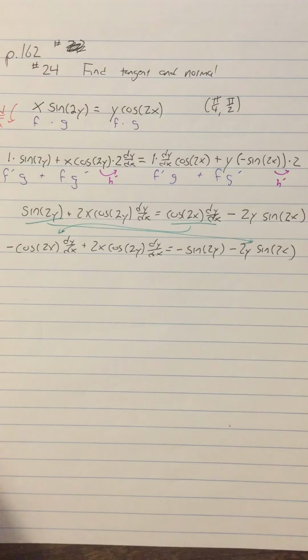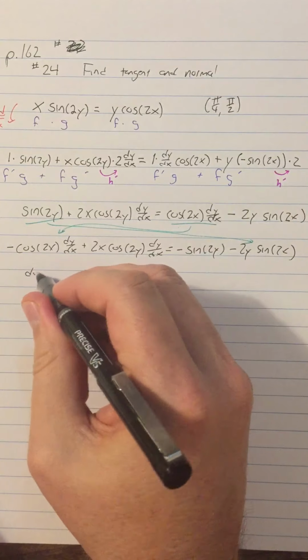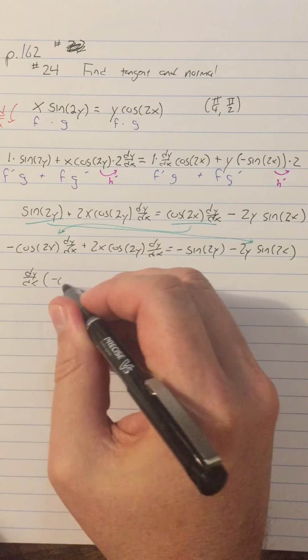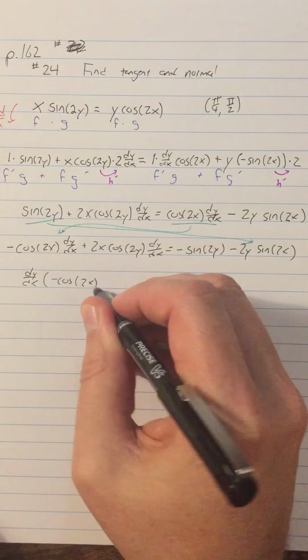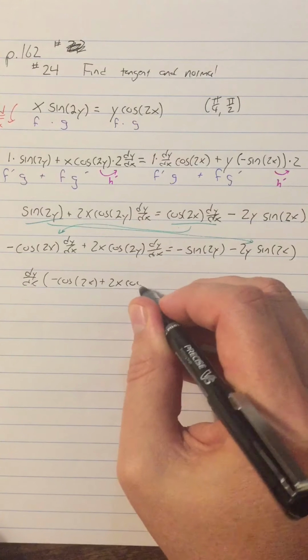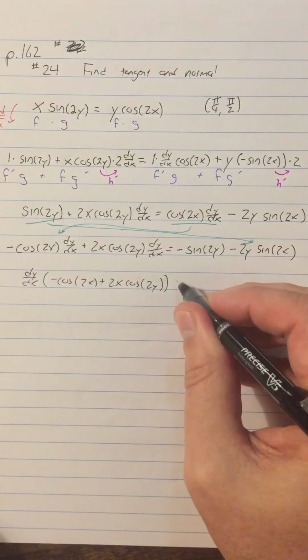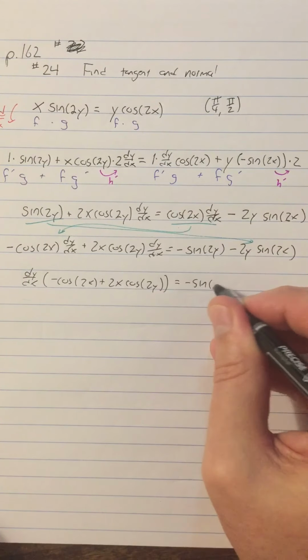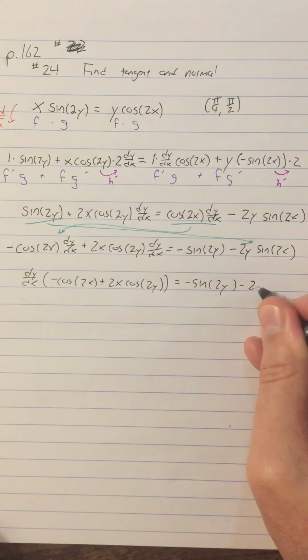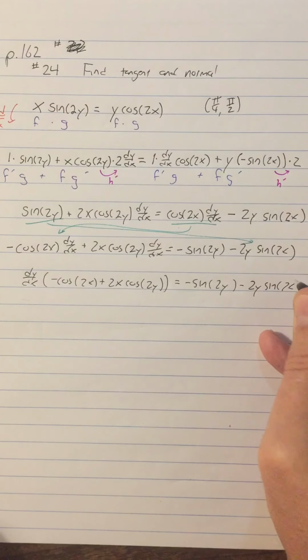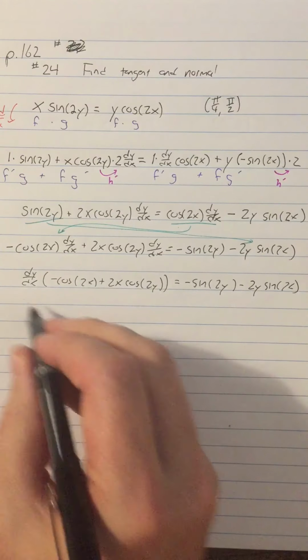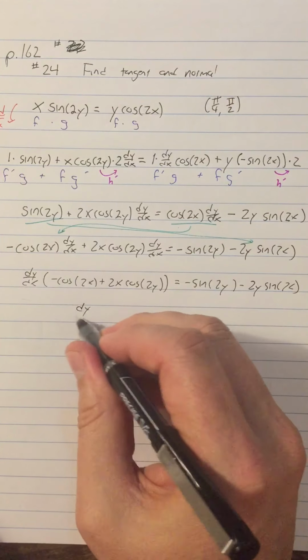All right, now next up is we're factoring out the dy dx. So dy dx times negative cosine of 2x plus 2x cosine of 2y equals negative sine of 2y minus 2y sine of 2x. All right, now I'm going to divide both sides by whatever's in front of the dy dx.